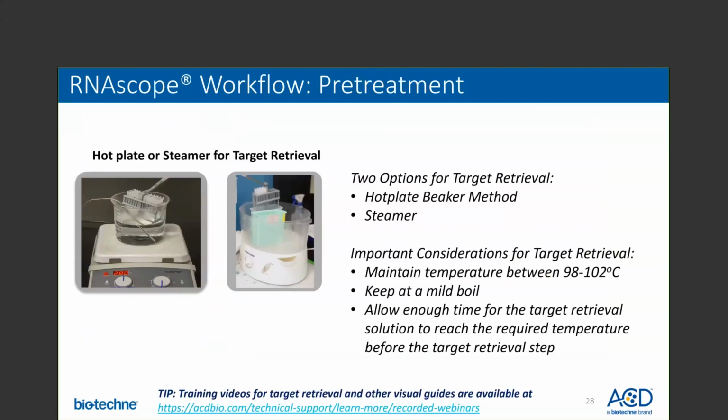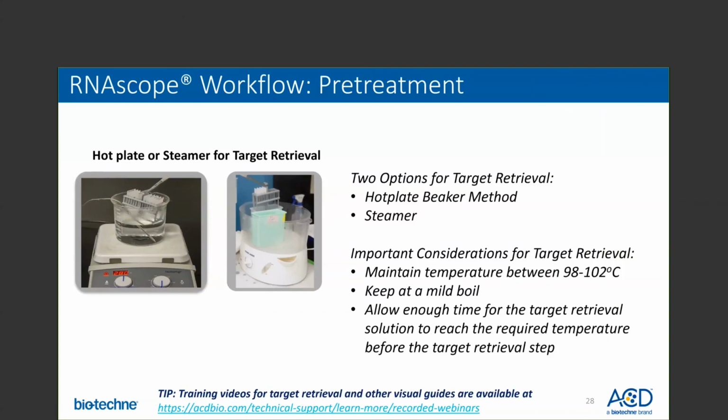One component of the pretreatment is the target retrieval. We have 2 options for target retrieval. Option 1 is using a hot plate, where target retrieval solution is placed into the beaker and subsequently slides are placed into the target retrieval using a slide holder. Or option 2, using a steamer and placing a Tissue-Tek container filled with target retrieval into the steamer.